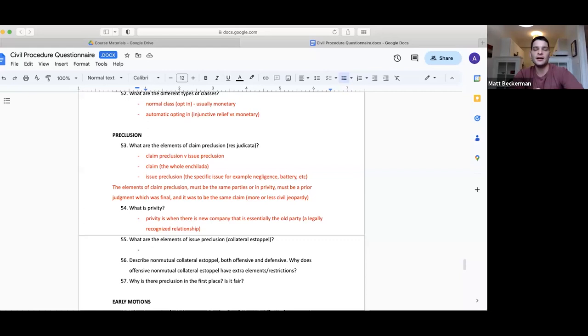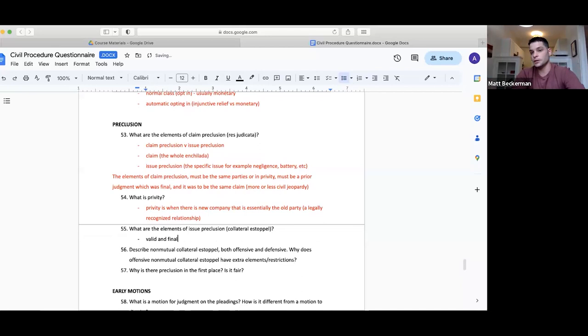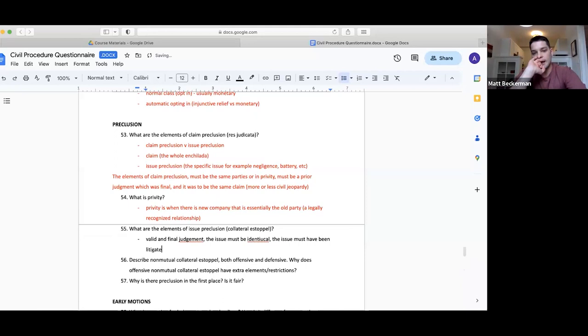My advice is, not now, but later, just make a T-chart, make a Venn diagram, just write it out, because that's really the only way you're going to understand this. So issue preclusion, you need to have a valid and final judgment, which is similar to claim preclusion. The issue has to be identical. The issue has to actually have been litigated and essential, and we'll talk about that more. And the party that you're trying to enforce issue preclusion against had the right to litigate it in the past.